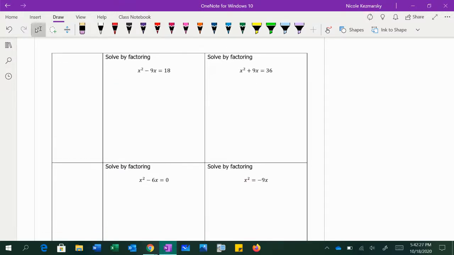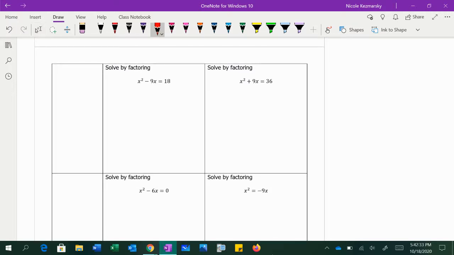It's really important when you do this factoring that everything is equal to 0. Okay? So when solving, set equal to 0. So this first one on this last page is not equal to 0. To make it equal to 0, I'm going to subtract 18 from both sides. So I'm going to have x squared minus 9x minus 18 equals 0. And then I'll do a factor pair list for 18.